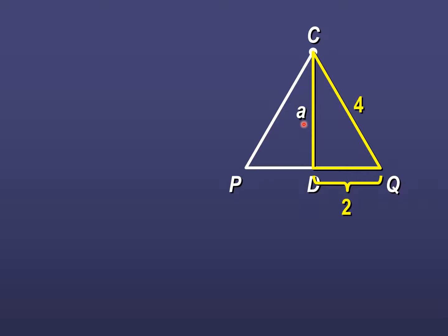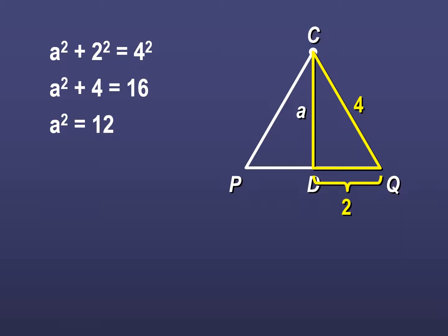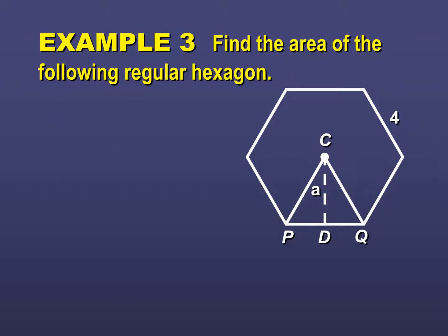So now this is 2, and this is 4, and we can figure out A using the Pythagorean theorem. 2 squared plus A squared has to be equal to 4 squared, which means that A is equal to the square root of 12, which can be simplified to 2 square roots of 3, because the square root of 12 is the same as the square root of 4 times the square root of 3, and the square root of 4 is 2. So that's how we get that A is equal to 2 square roots of 3.